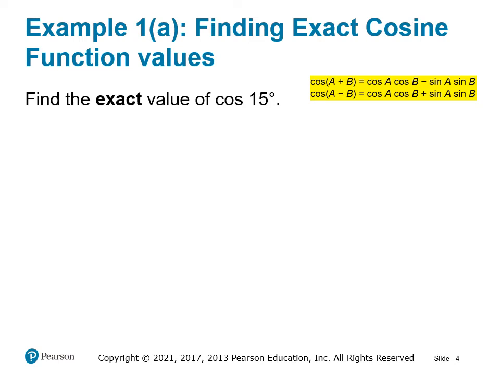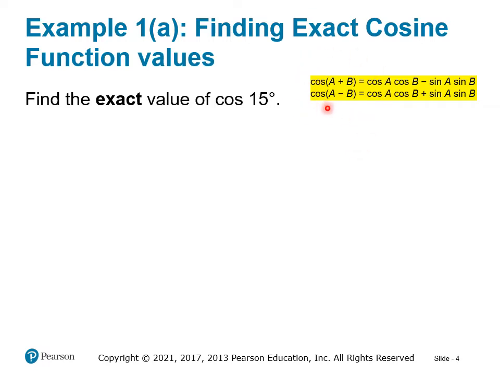So let's see how this might work. Find the exact value of cosine of 15 degrees. Now remember, when we're talking about exact values, we're not talking about decimals, we're talking about fractions, we're talking about known angles, not these long ongoing decimals, if you will.